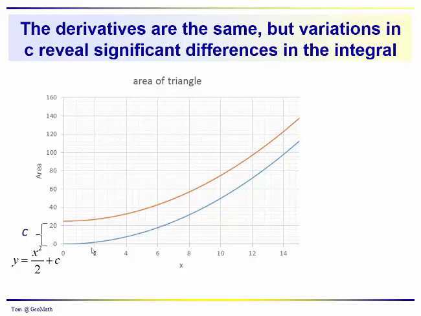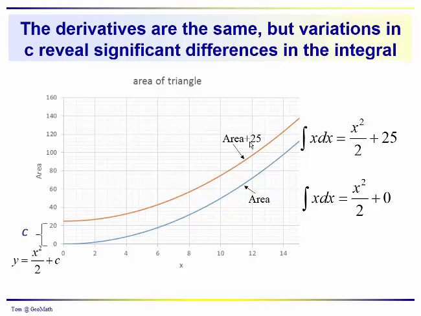So these would be two curves. Depending on what c is, we have y is equal to x squared over 2 plus c. So it could look like this. We could have c equal to 0, and it would look like this. C could be something else. It would look like this, in this case 25. So this is the area for c equal 0, this curve. And this is the area where c is equal to 25. It's still equal to the area, but we've added a 25 to it. We get this curve over here.